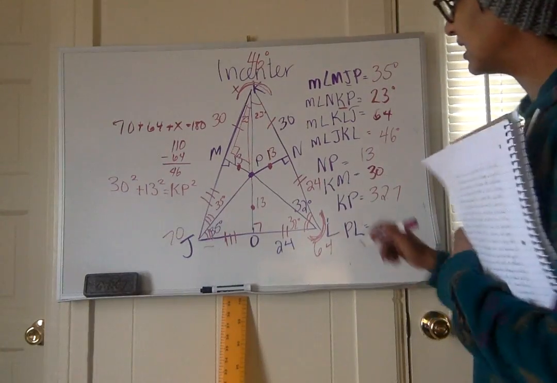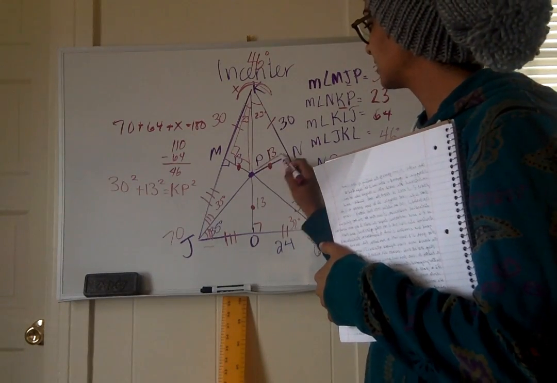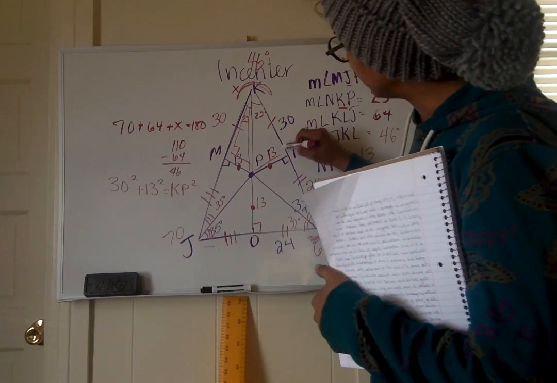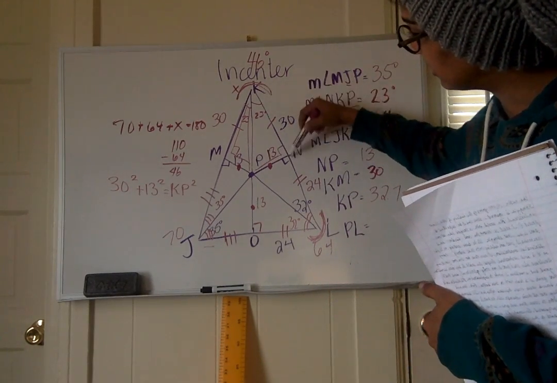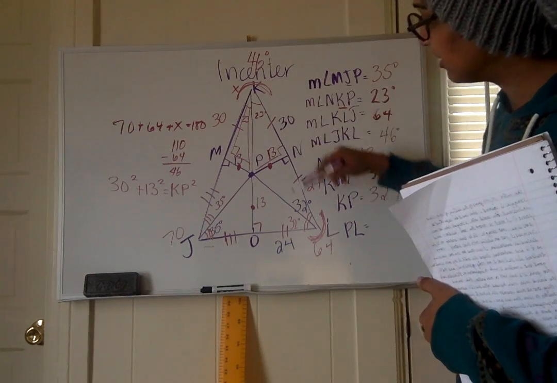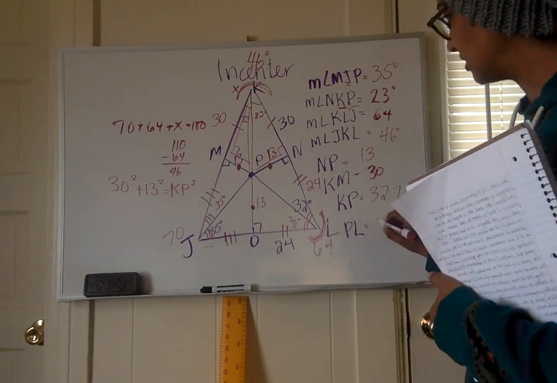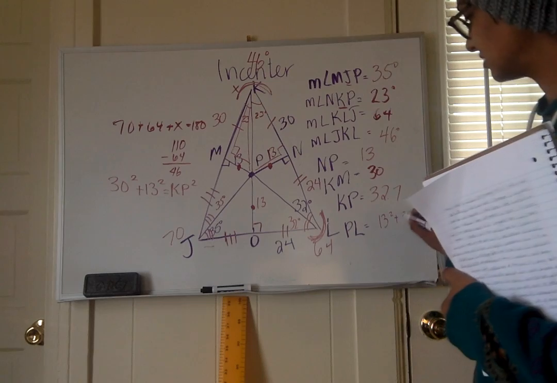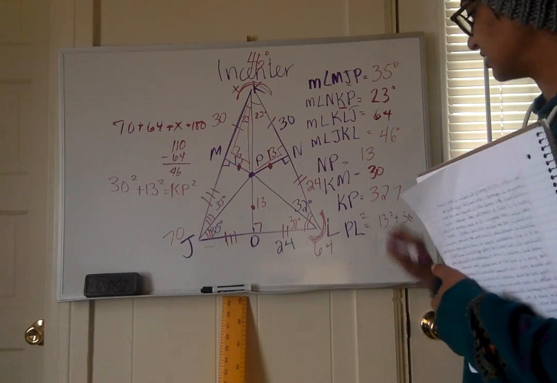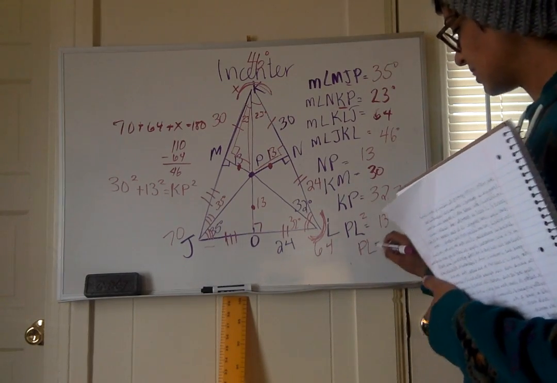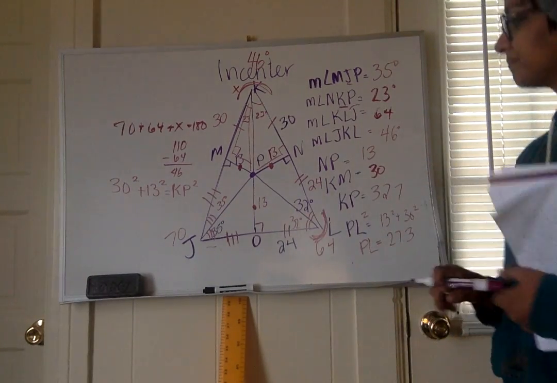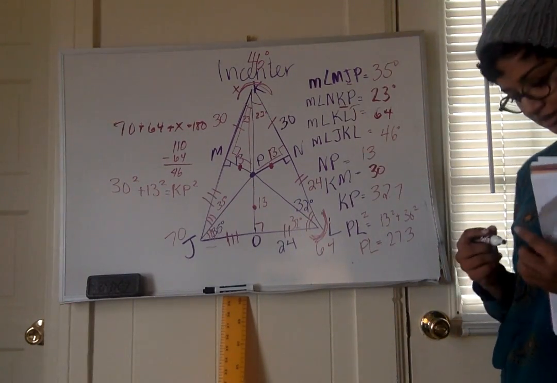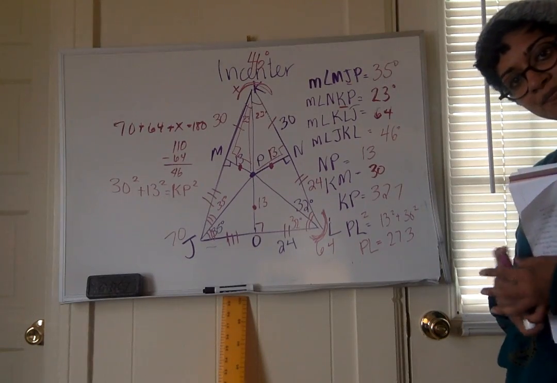And I want to find PL now, right here. And that also gives me two sides, right here, 13 and 30, of a right triangle. If I do the math, PL will be 13 squared plus 30 squared is PL squared. So PL is going to be 27.3. Okay? And that is the full problem.